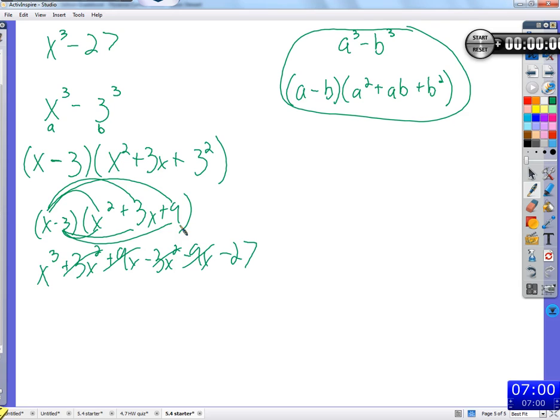And we do the same thing for, say, 8m^6 plus, now this is a sum of cubes. You can look on the same page. There's a sum of cubes pattern. It's very similar. Plus what? Plus 125.